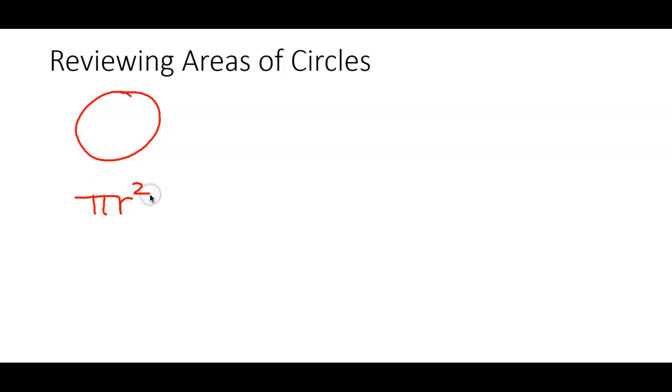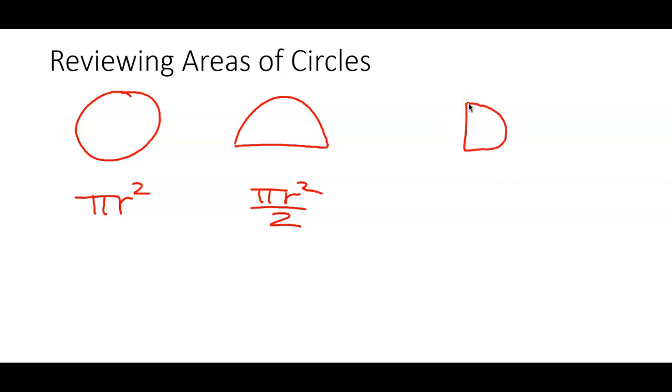Yes, pi r squared, right? How do you find the area of half a circle? True. And what about a quarter of a circle? Well, that's not a very good quarter circle. Let me try that again. Sorry. All right, so pi r squared over 4. So you're going to want to remember those things for today. That's basically it there. What else?